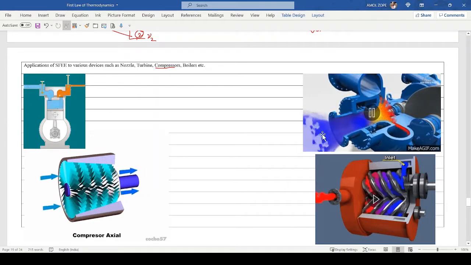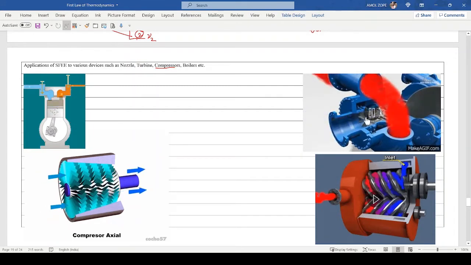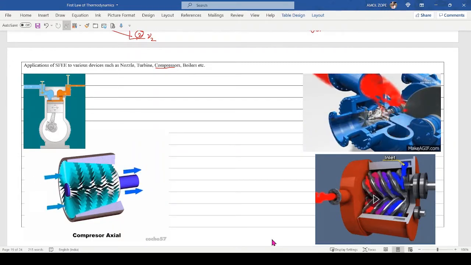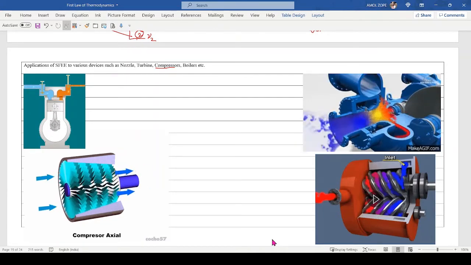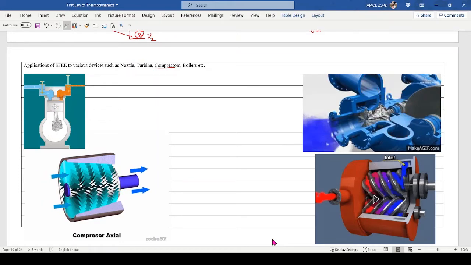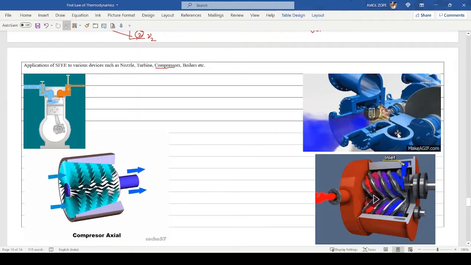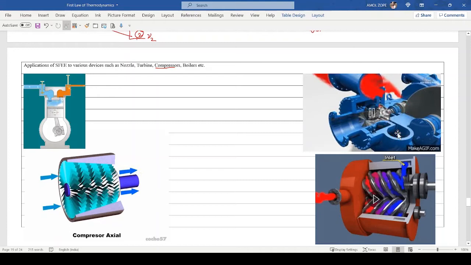So at the entry, look at the blue colored air, and then here there is a centrifugal force. So basically the velocity increases. We are using the centrifugal force of an impeller, and that kinetic energy is then converted into pressure energy, and then at the red side you see the higher pressure.